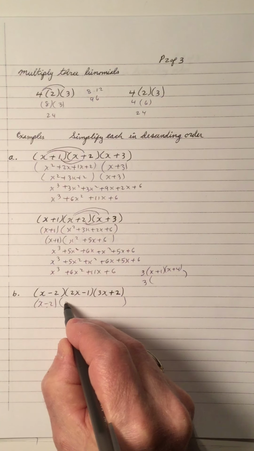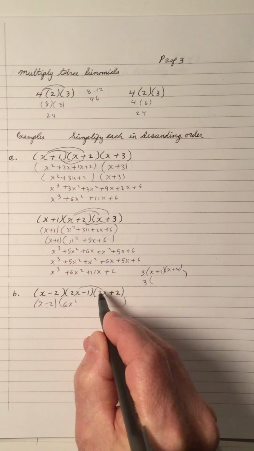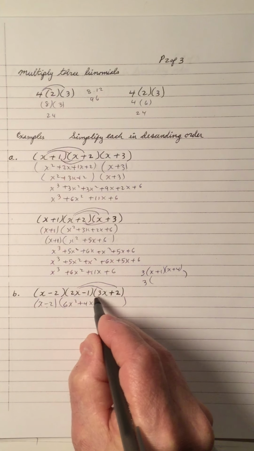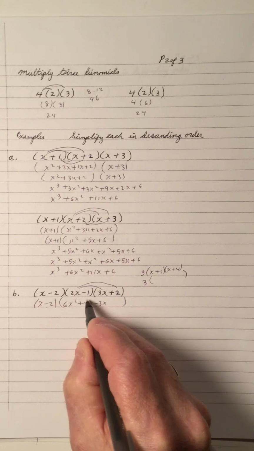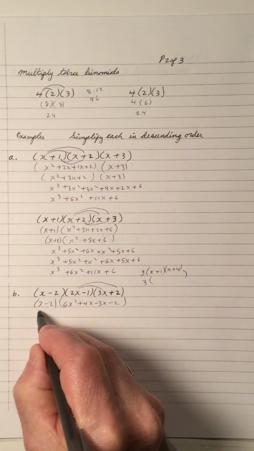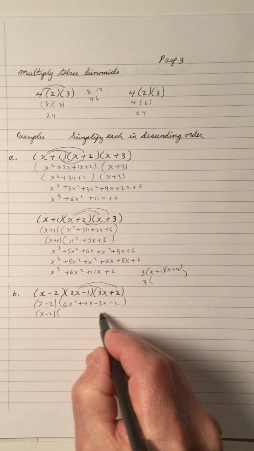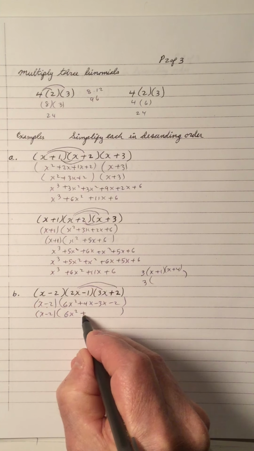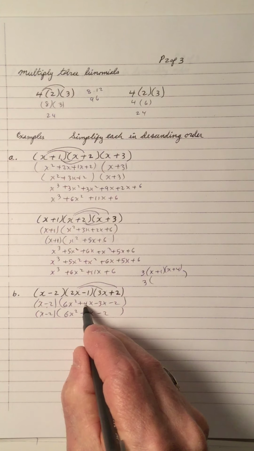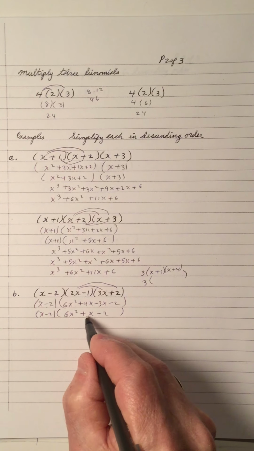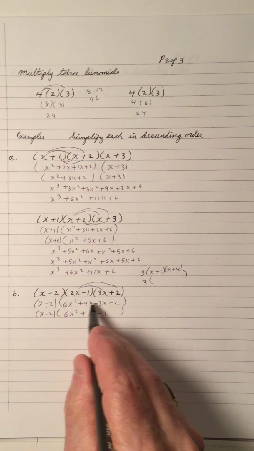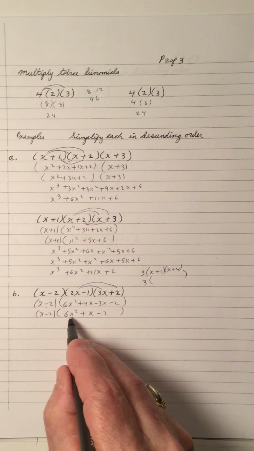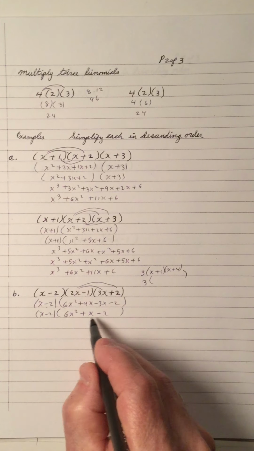So multiply, I get 6x squared. 2x times 2 is 4x. Negative 1 times 3x, negative 3x. Negative 1 times 2 is negative 2. And we have to simplify the inside, which is 6x squared plus 1x minus 2. That's a 1 understood. 4 minus 3 is 1. Now that I have that multiplied, done, and simplified, now I will multiply the x times these 3 and then negative 2 times these 3. Here we go.